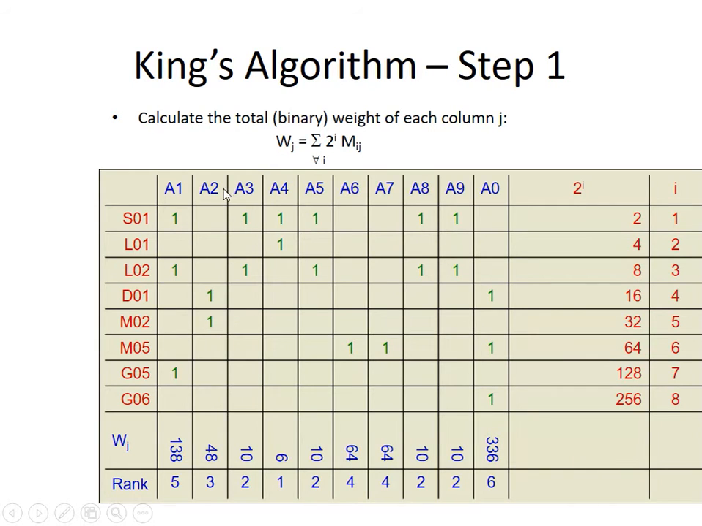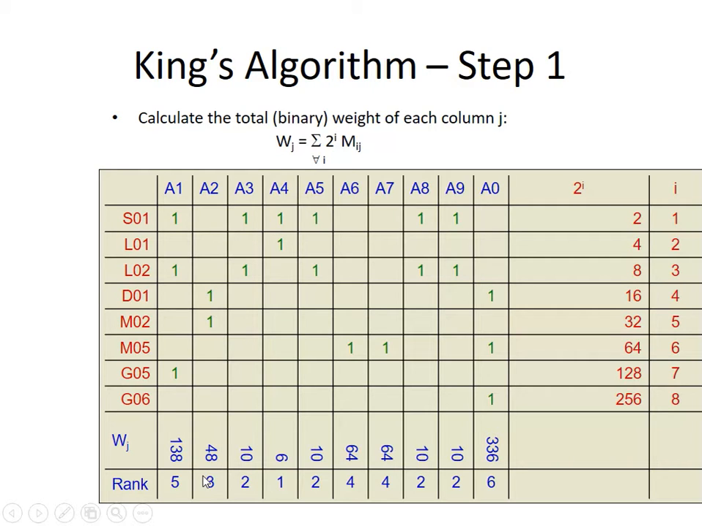In this way we'll calculate for each column. These are the sums calculated with respect to each row. After calculating Wj for each individual column, you can see 336 is the sum here and 138 is this. Now we have to sort based on the highest value and give the ranking. As you can see, this is the smallest value, so we have given rank 1 to it, and next to that, 10 is the second rank and 48 is the next.